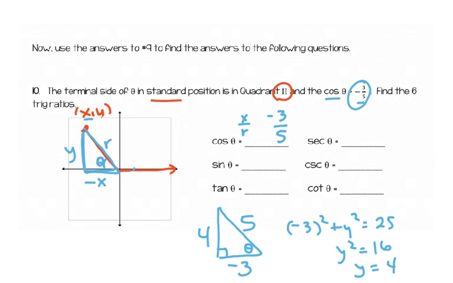And using that, now I can find all the rest of them. I know the secant would be the inverse, so negative 5/3. The sine, remember this is my angle, so my sine is going to be 4 over 5.